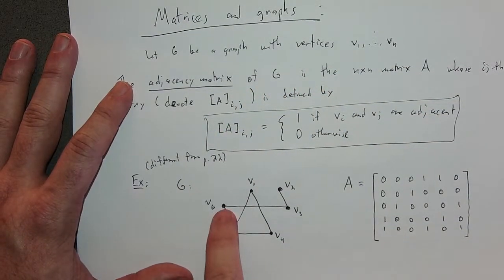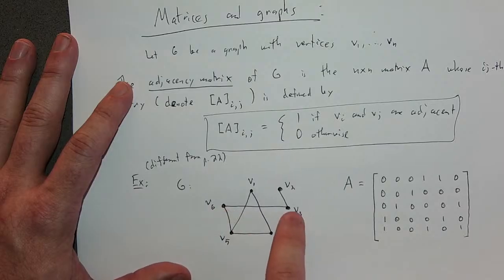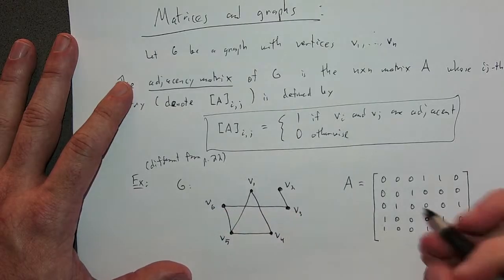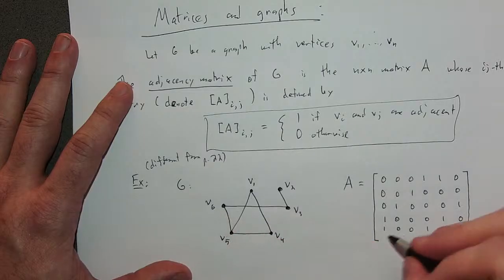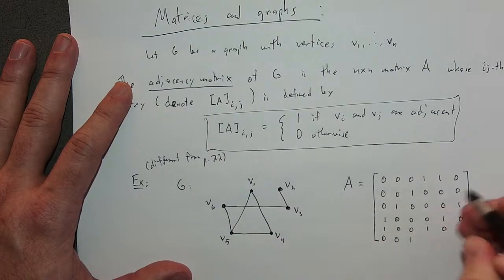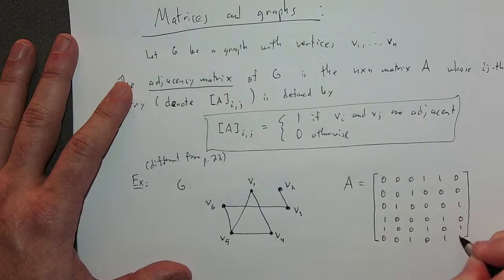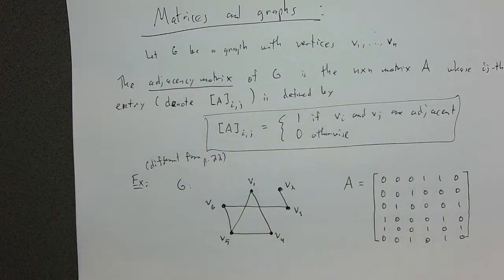So then the 6th, this is adjacent to vertex 3 and 5. I'm going to have a 0 everywhere except the 3rd column and the 5th column. Okay. That's what the adjacency matrix looks like.